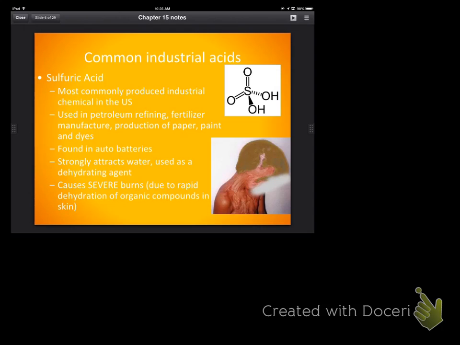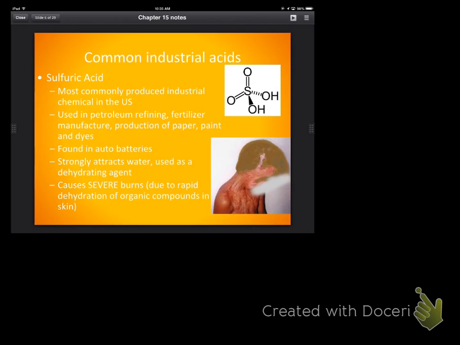Okay, the first one we're going to start off with, and if you remember from the movie yesterday, they said you could actually measure the what of a country based on their sulfuric acid production. Yeah, their economic productivity, their industrial capacity, because sulfuric acid is the most commonly produced industrial chemical in the country.